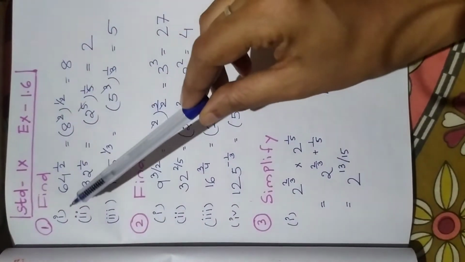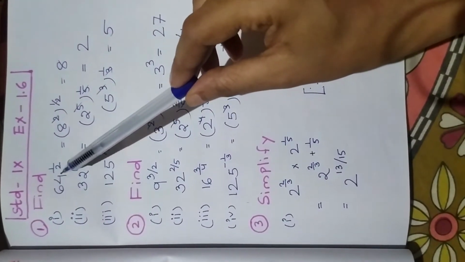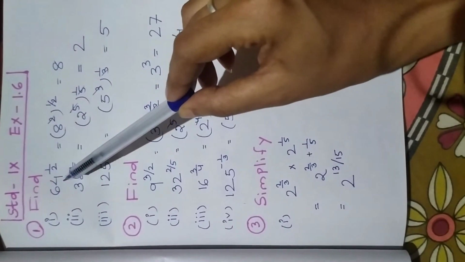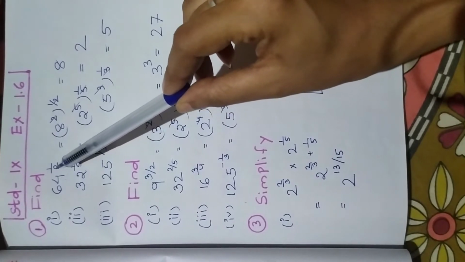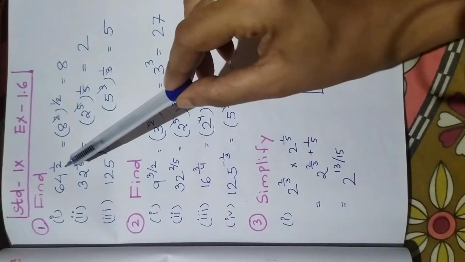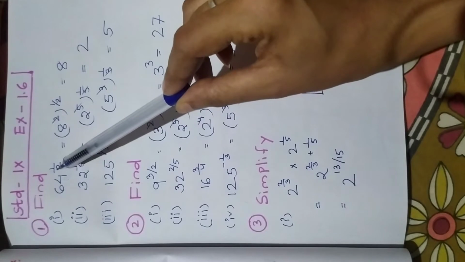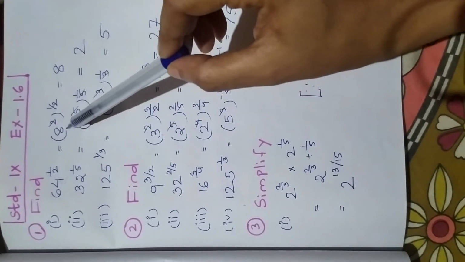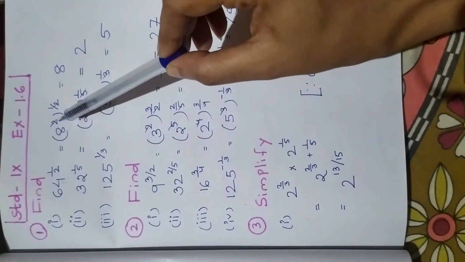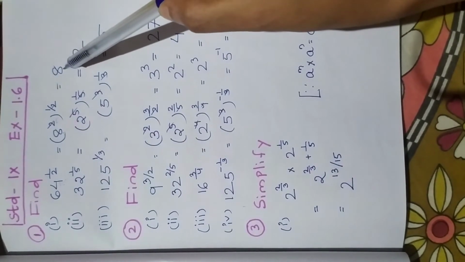Question number 1, bit 1, 64 to the power half. Students, here find a solution in such a manner that the given number 64 should be expressed as the power of some particular number. Here we can see that 1 by 2 is given here. So try to express 64 as the power of a particular number. So it is 8 to the power 2 which is equal to 64. So 8 to the power 2, again 1 by 2. So 2 cancelled out and we have 8 as the answer.